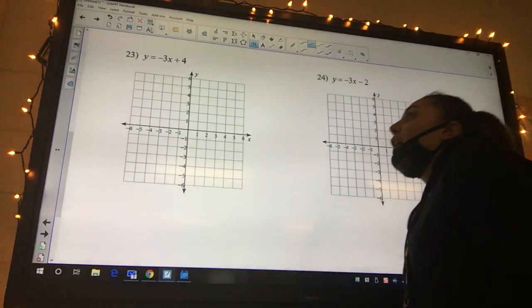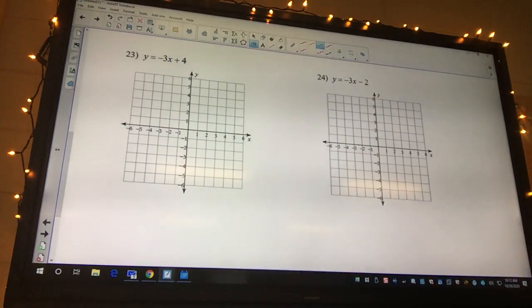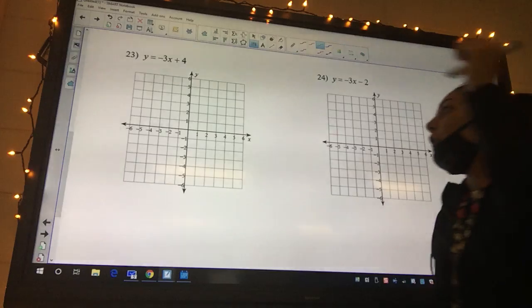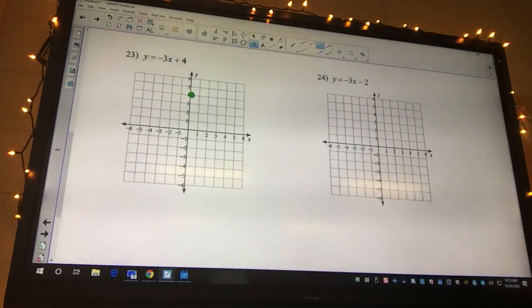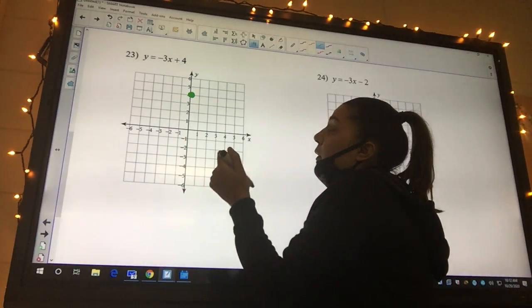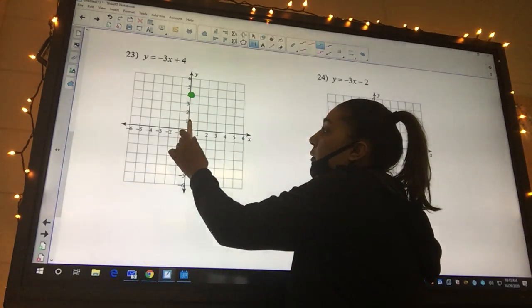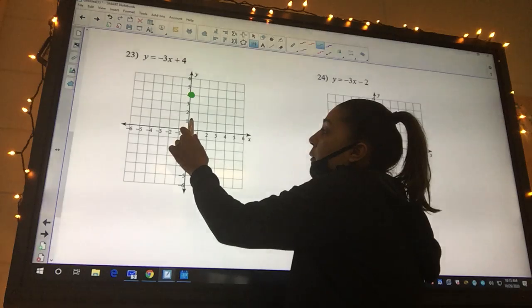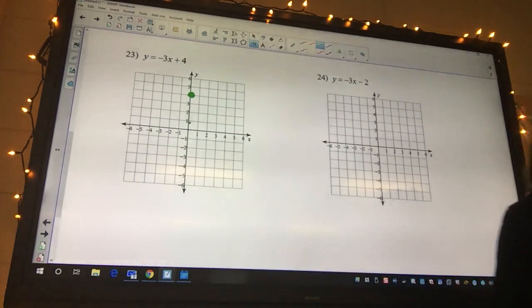Okay, so 23. What do I graph first? The y-intercept. The y-intercept, which is 4. And my slope is what? Negative 3 over 1, or negative 3. Can I rise 3? No, I can't, so I gotta go down. So 1, 2, 3. And which way do I go? Right. Okay, my slope is negative, so which way should my line look like? To the left.